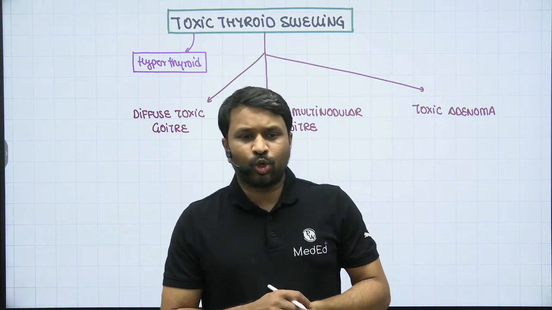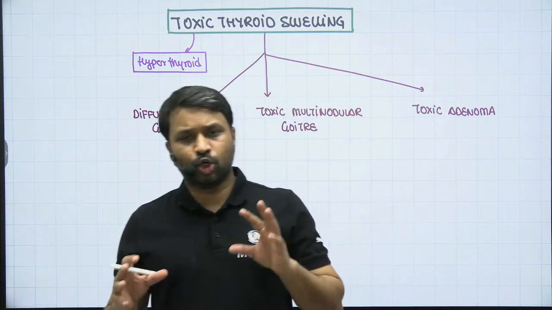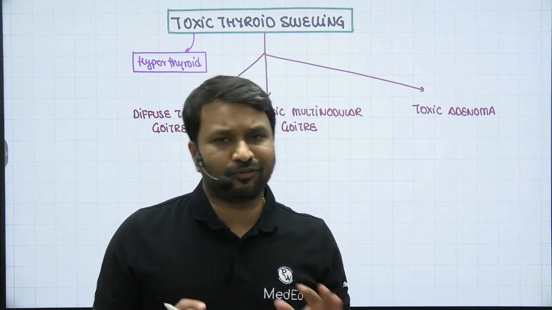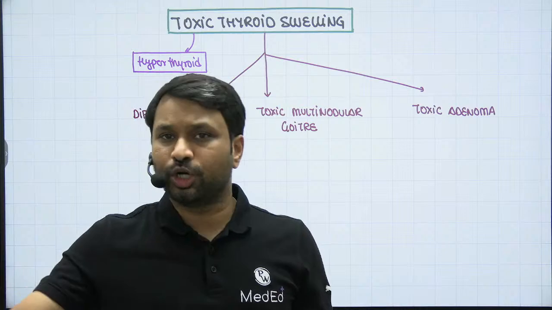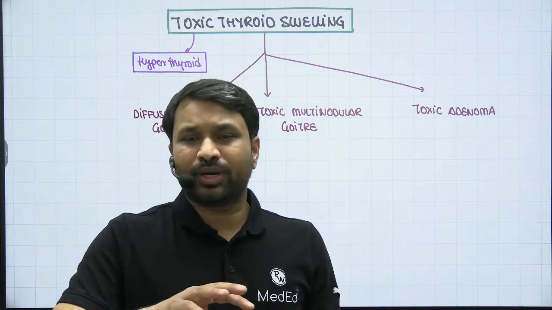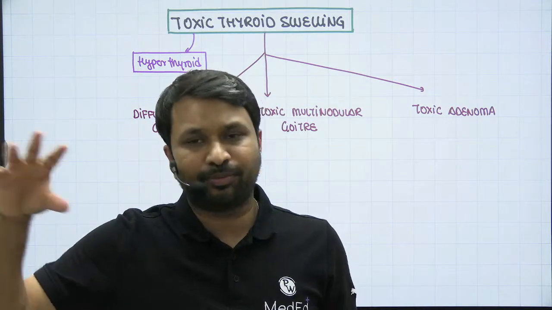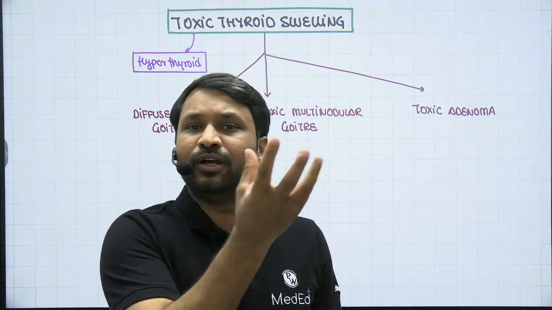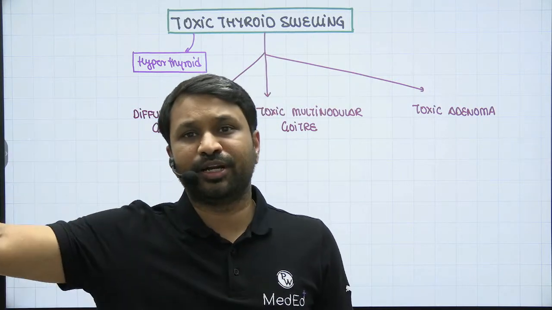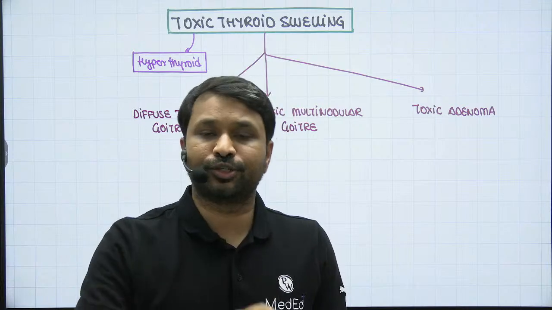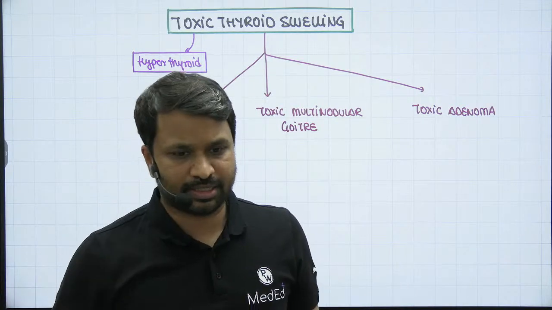Sir, what about the colloid goiter? See, colloid goiter is a variant of multinodular goiter where you have colloid rich nodules which are formed. Either you can have a hyperplastic proliferation or you can have a colloid filled proliferation. Either way, it will result in differential stimulus, and that differential stimulus will result in nodular status. Okay?